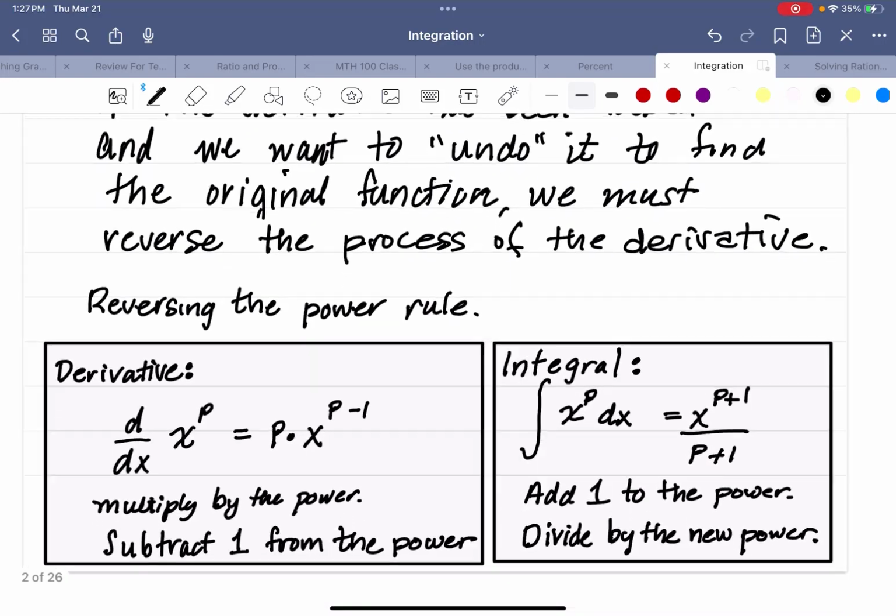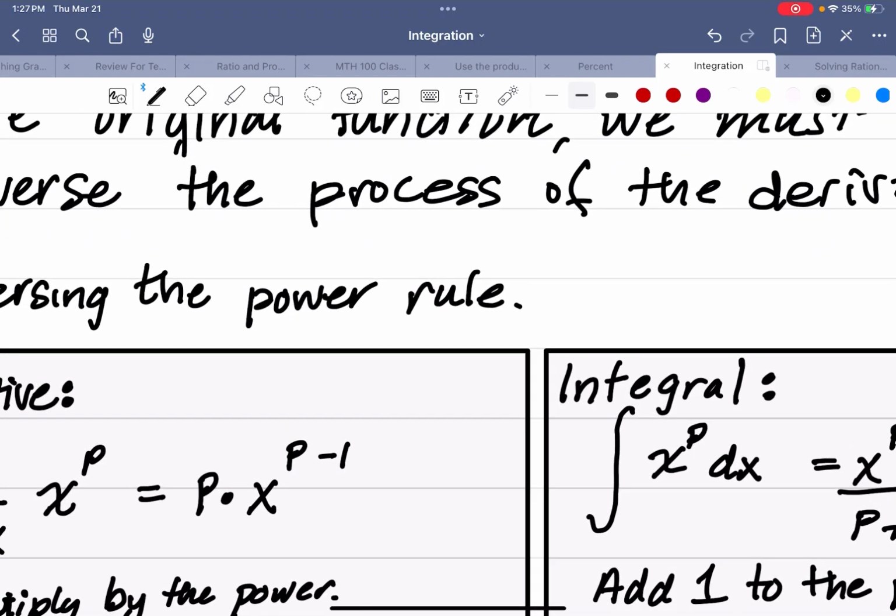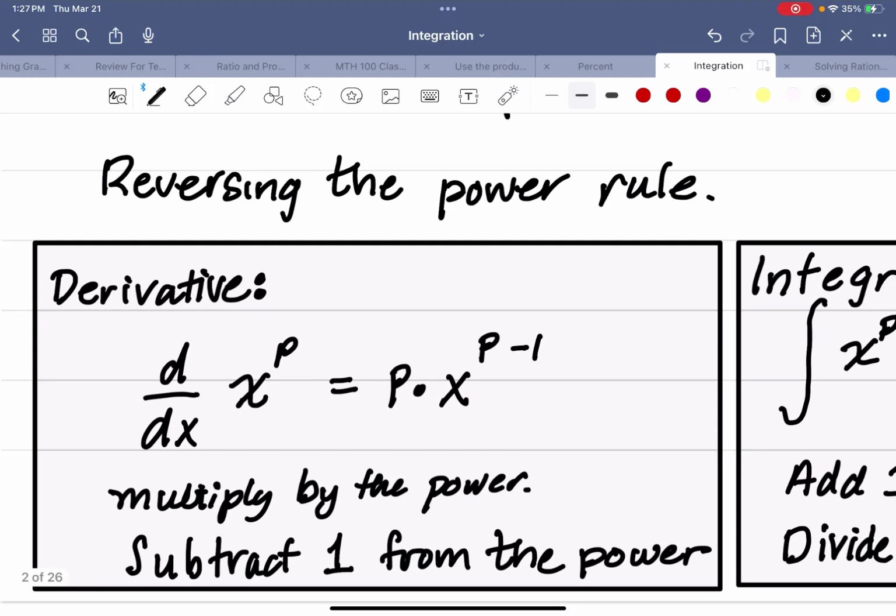So we're going to reverse the power rule first because that's the one we learn first. So remember, when you take a derivative, the derivative with respect to x of a base x to a power p is the power times the base to the power minus 1. Now, we're not worried about the chain rule now, so we're looking at a base of x that has a derivative of 1, so we don't have to continue to chain on that derivative of the base. So we multiply by the power, and we subtract 1 from the power. That's the derivative power rule.